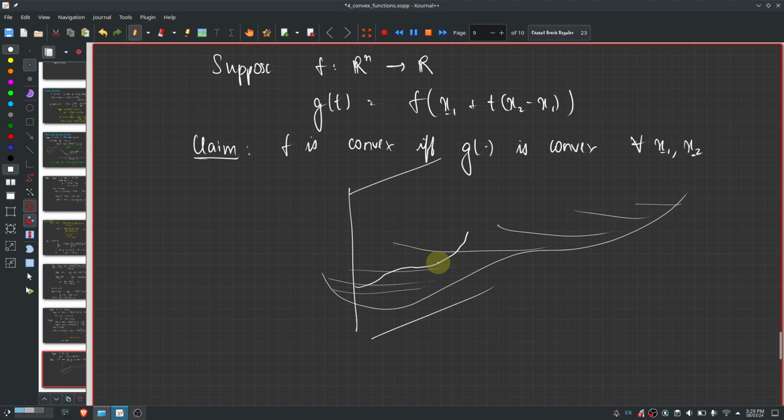Okay, does that make sense? Okay, and if this happens for every single direction or every single plane, every single cut that you take, then the function is guaranteed to be convex.